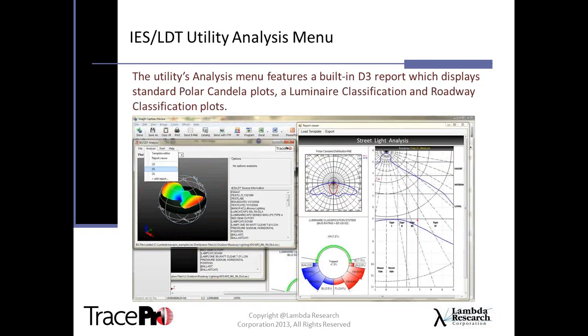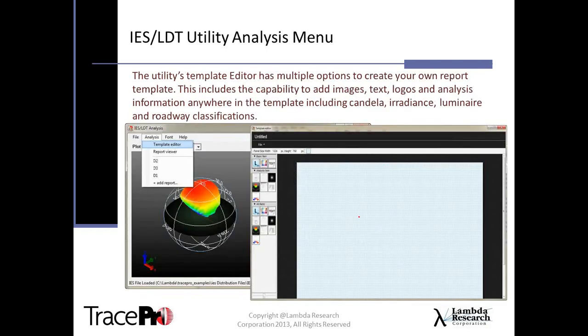The D3 report that we see here from the analysis menu allows us to export luminaire classification and roadway classification type plots. So you see over here on the left, we have a polar Candela distribution, we have a roadway analysis output, and we also have a luminaire classification output for this particular IES file that we've brought in. In this case, it's a roadway type light, and we're seeing that type of output on the roadway and the luminaire classification for it. So this is a quick way to get out some very nice plots using one of the 3 built-in D3 reports. Finally, you're able to create your own.